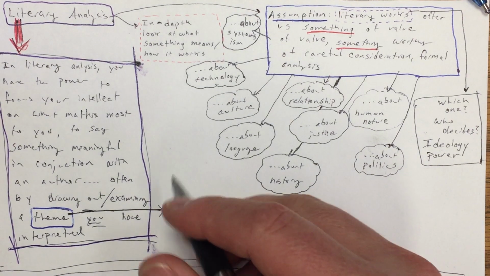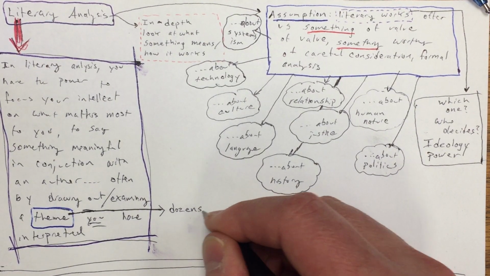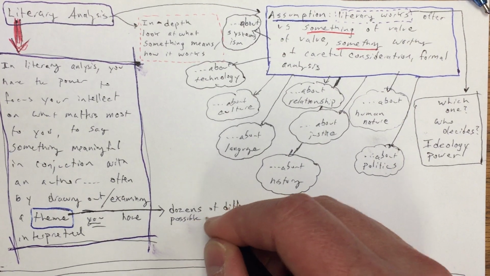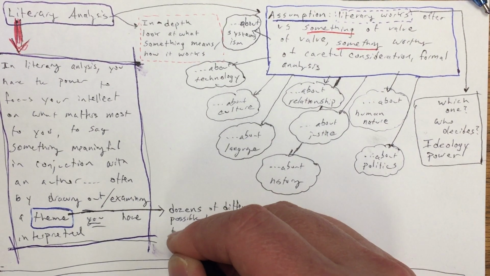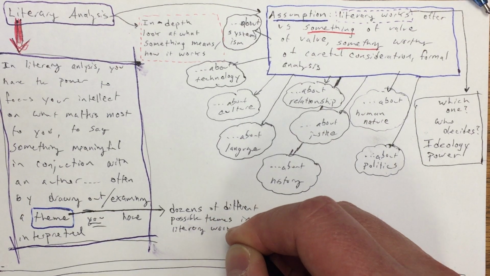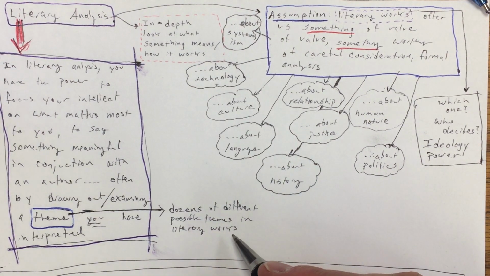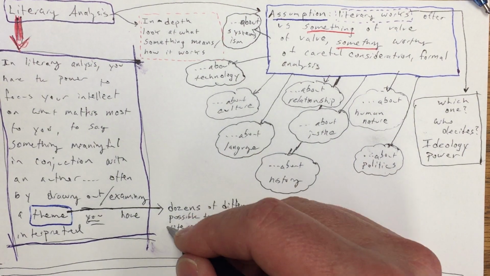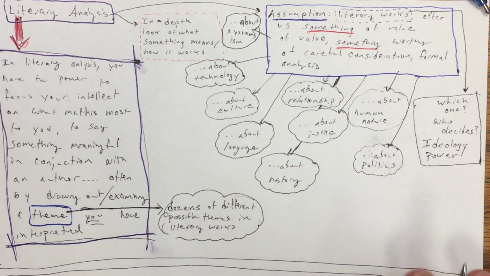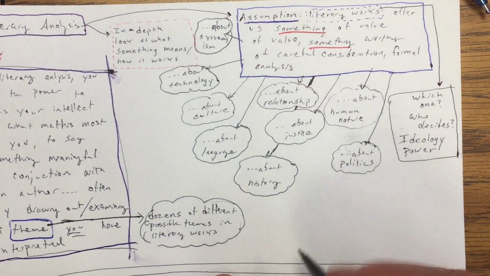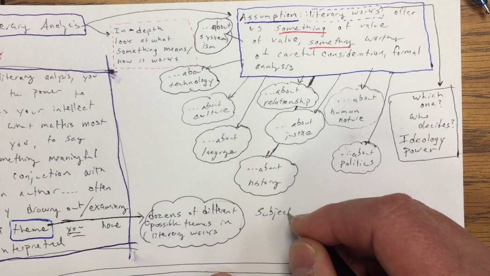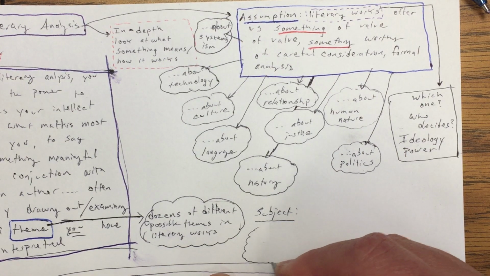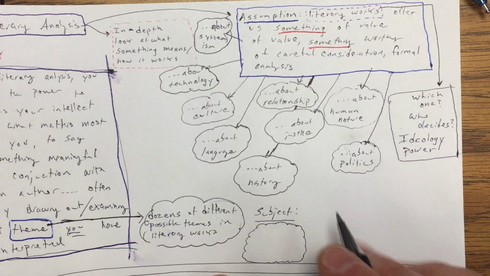First one is that there are dozens of different possible themes in literary works. And they really depend on what you see, and I'll just do this diagram here. So what do I mean by that? Possible themes. Well, every work has what we could understand as a subject. The answer to the question, what is it about? So the subject is, on a very basic level, what is the story about?